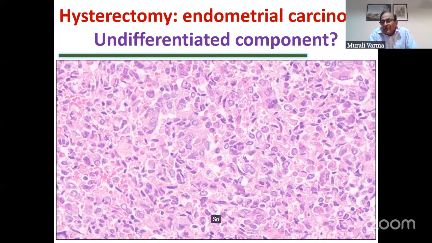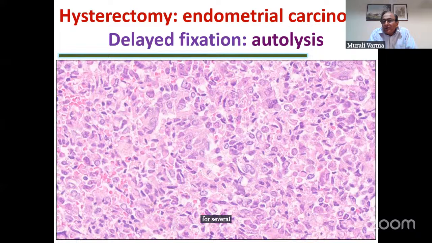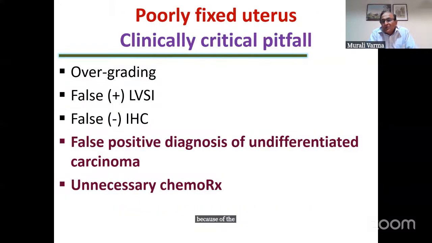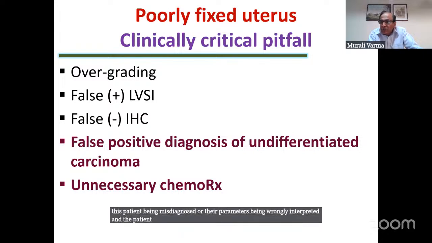Here is an example of an endometrial tumor. It looks very nasty. Is this an undifferentiated endometrial carcinoma? The immunoprofile of an undifferentiated endometrial carcinoma would be immunonegative for several markers. But in this case, this was delayed fixation with autolysis, and all your markers could end up false negative because of the fixation problem. So it is a potential pitfall. I'm not saying this will necessarily happen, but when the specimen is poorly fixed, there is a risk of the patient being misdiagnosed or the parameters wrongly interpreted, and the patient could end up getting unnecessary chemotherapy, all because the specimen was not fixed to start with.